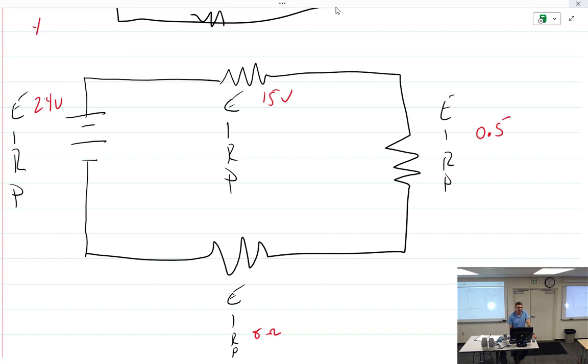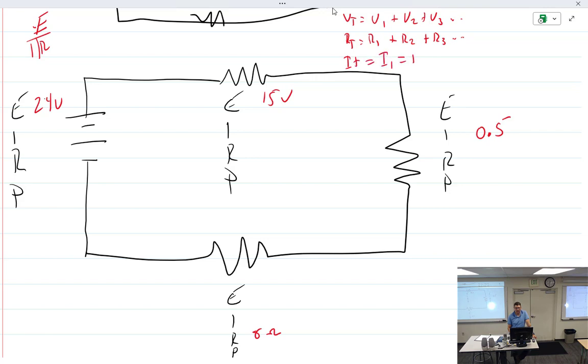Okay, so we can say we have Ohm's law, which is E equals I times R. And then we have Kirchhoff's laws, which is voltage total equals the voltage of 1 plus voltage of 2 plus voltage of 3, on and on and on. And resistance total equals resistance of 1 plus resistance of 2 plus resistance of 3, on and on and on. And I total equals I1 equals I2 equals I3, on and on and on. So if this is half an amp there, then it must be half an amp everywhere. 0.5 amps, 0.5 amps, 0.5 amps.